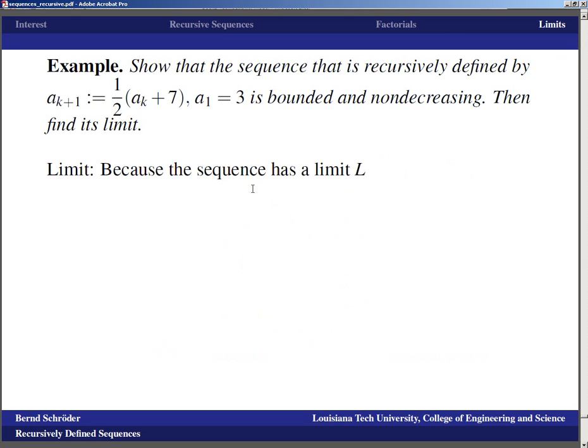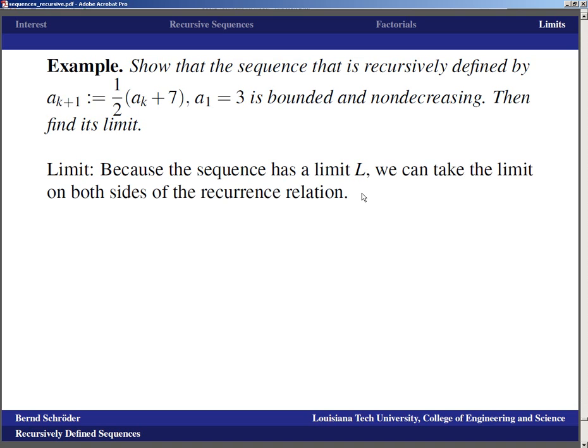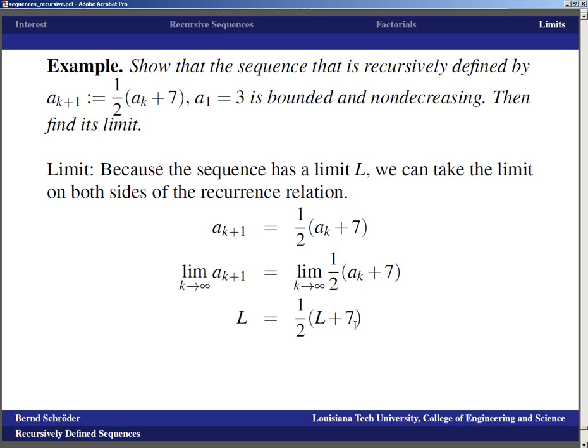And well, because the sequence has a limit L now, because we have proved that the limit exists, we can take the limit on both sides of the recurrence relation. So we can take our recurrence relation, a_{k+1} being 1/2 (a_k plus 7). We can take the limit on the left and on the right. We just do that, and we realize the limit of a_{k+1} is, of course, L, just as well as the limit of a_k is L. So we get L being 1/2 (L plus 7). That gives us 2L being L plus 7, and then L being equal to 7, and that is already the computation.